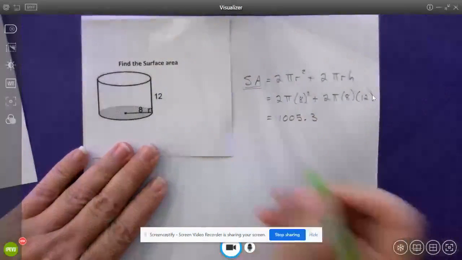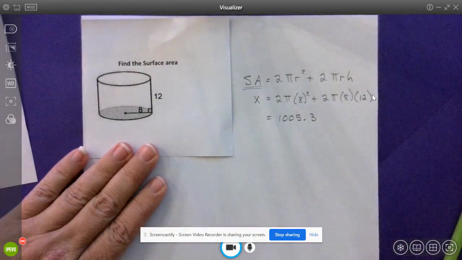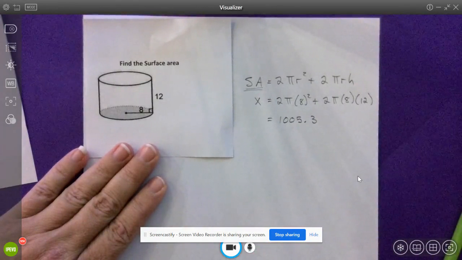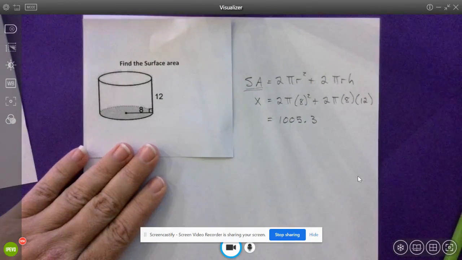Now again, when you go to Desmos, you can't plug in surface area. You can only do X's and Y's, so I would just put X equals, and then there you have your answer. So these are the plug and chug problems. Just pick your formula, plug your numbers in, and go to Desmos to get your answer.